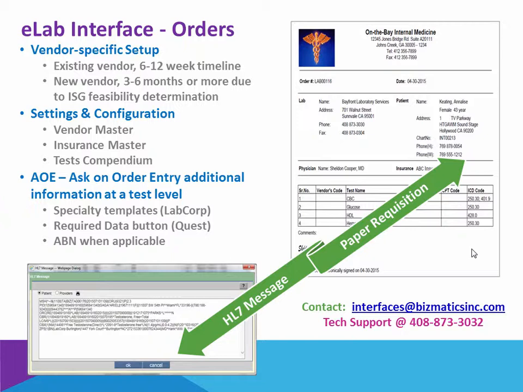Same thing with Quest, only with Quest, instead of having specialty templates, there is just a text entry button that you enter the data. Also, an ABN when applicable based on the type of test and diagnoses. The vendor will require that you print the ABN, have the patient sign it, and then also include that with your e-order. So we are going to see all of these in our demonstration.